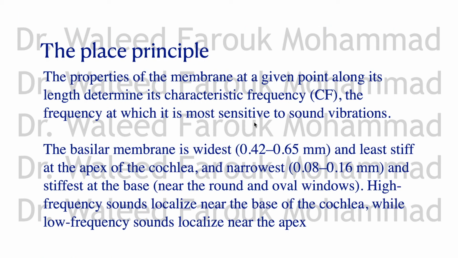Now, we mentioned the basilar membrane. This basilar membrane is not the same all over the length of the cochlea. It's narrowest and stiffest at the basal turn, and as you go up to the apex, to the helicotrema, the basilar membrane expands, becomes thinner and wider at the top. So it's stiffer at the beginning, at the basal turn, and wider and softer, least stiff, at the top.